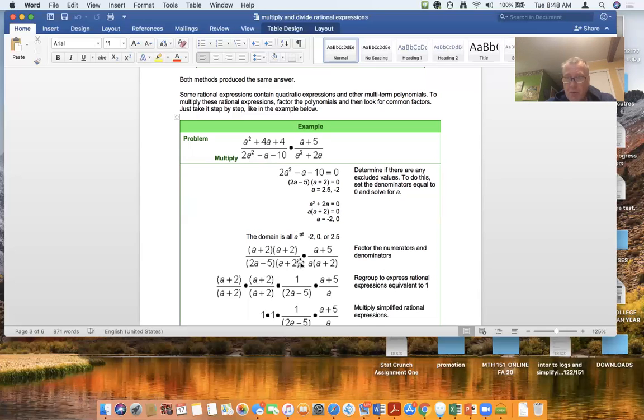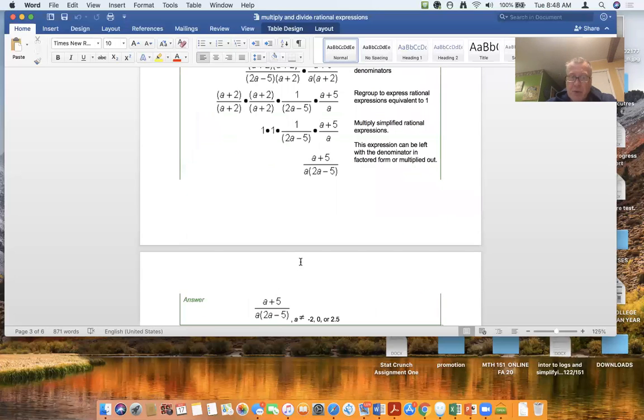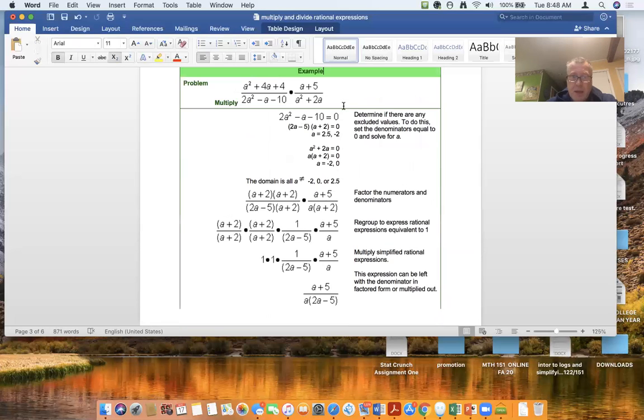If you need work with factoring, you can practice that a little bit more. Always think about that, though. You've got to factor first. After we factor, we note any common factors, just like the 5s or the 7s above. We have a plus 2 and a plus 2. Those will divide out.